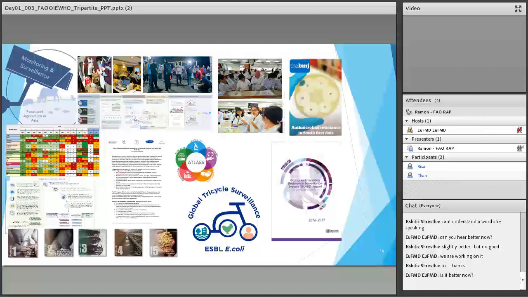So you can see basically the guidelines. These are the tools that could be used at country level. I think FAO has already launched this one yesterday. Unfortunately, I could not be here yesterday. And I think David will explain about TRICYCLE very well. And you might have heard about ATLASS.